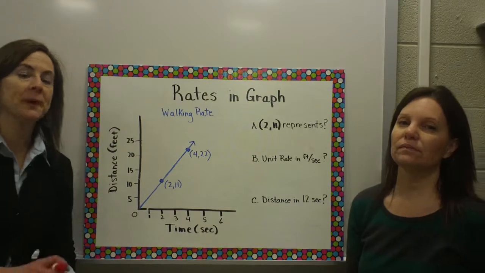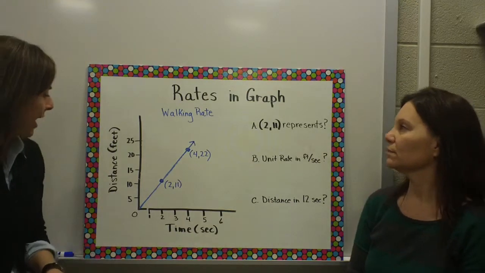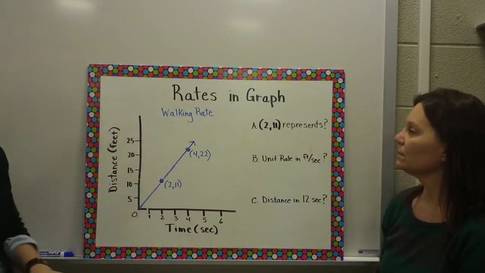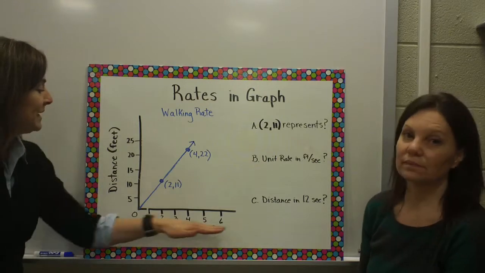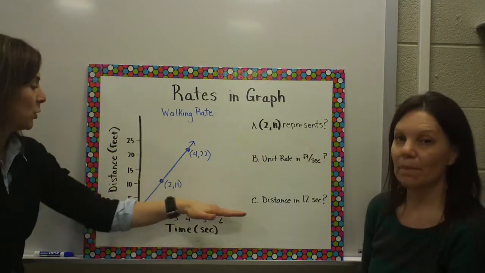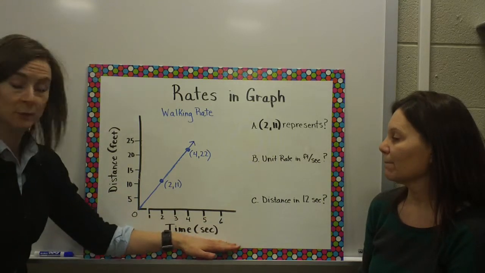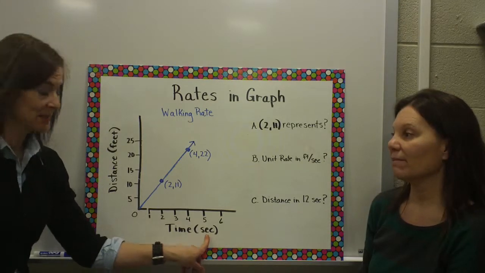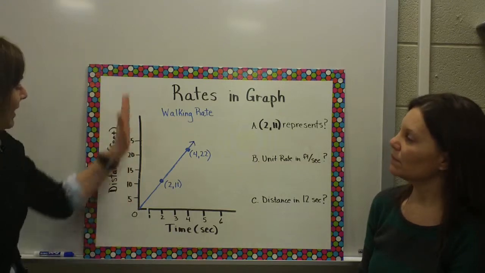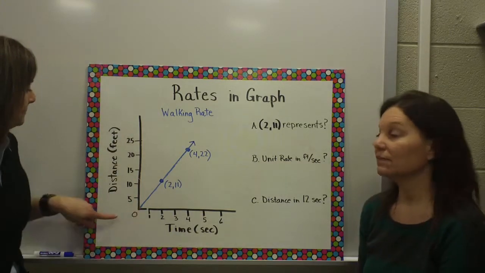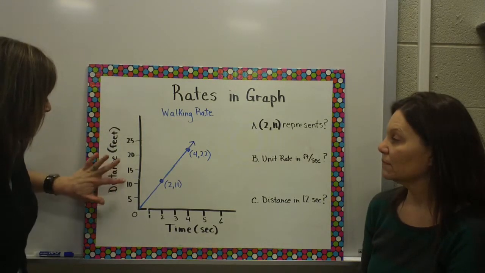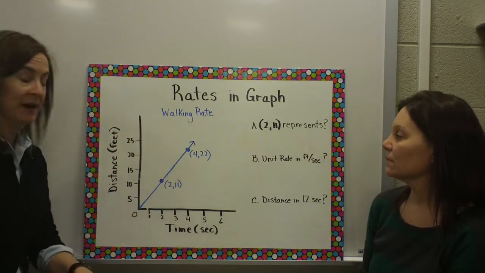Another way that we can see rates demonstrated is in a graph. Let's take a look at this graph that we have here that is titled the walking rate. You will notice that we have two pieces of information on our graph. We have our x-axis that goes across here that shows us we are dealing with time measured in seconds. And you can see that we have intervals of 1. In our y-axis, going up and down or vertically, you can see that we are measuring distance in feet. You can see here that our intervals go up by 5s.